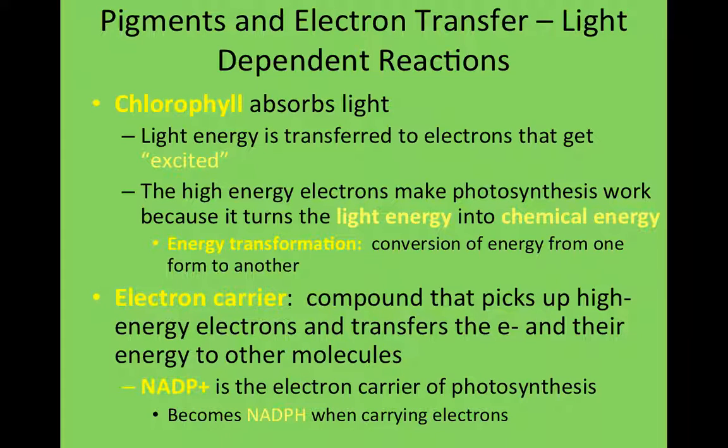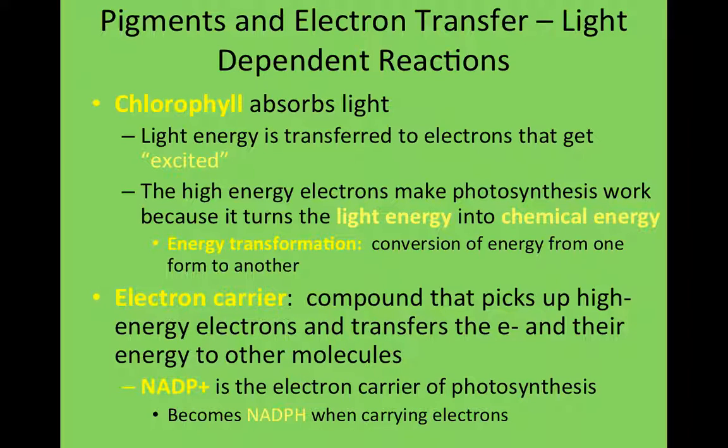So an electron carrier, which comes in and picks up electrons, must be a part of this process of photosynthesis. Our electron carrier for photosynthesis is NADP+. NADP+ comes in, picks up electrons, and it leaves the process as NADPH. So NADP+, when carrying electrons, becomes NADPH. Therefore, NADPH is an energy molecule.